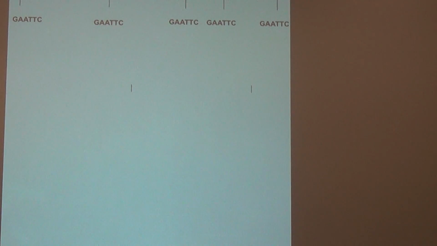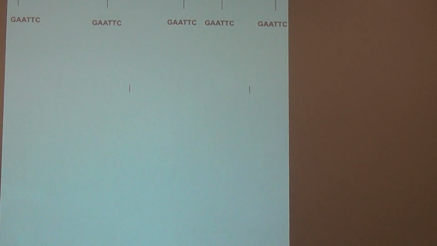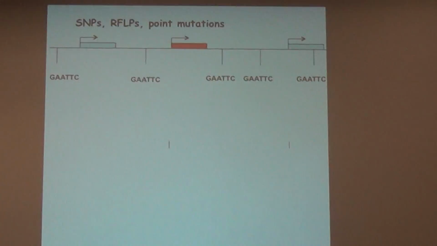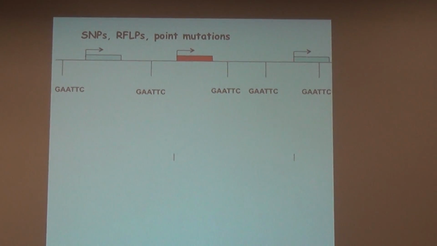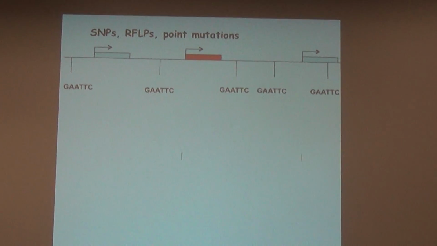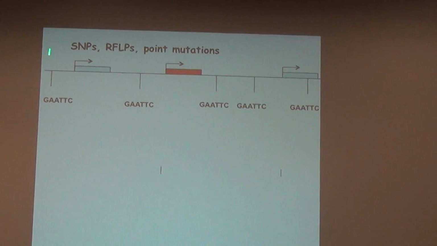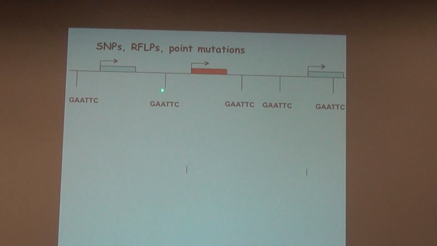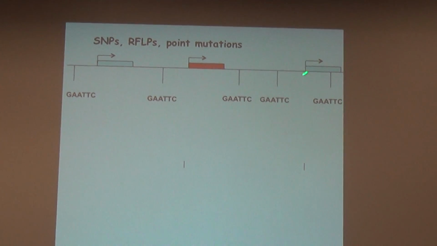So I want to show you this slide just to give you a relationship of the terms we've been using. The relationship between a SNP, an RFLP, and a point mutation. So imagine there are 3 genes, 1, 2, and 3. And we're just going to focus on one restriction site, GAATTC. That's the recognition site for EcoRI. So you have a site over here, you have a site here, here, here, and here.